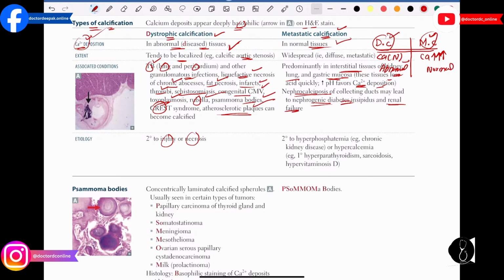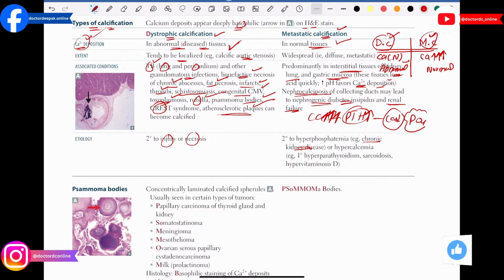Then, in which condition will you get the metastatic calcification? Like if the person has CKD. In the CKD, what will happen? In the CKD, your phosphate is going to be accumulated in your blood. So when there is more phosphate in the blood, your calcium is going to be less. So when the calcium is going to be less, the PTH is going to be produced more. When the PTH is produced more in your body, the calcium is going to be more. It will lead to hypercalcemia. So that's why they mention here the example of CKD.